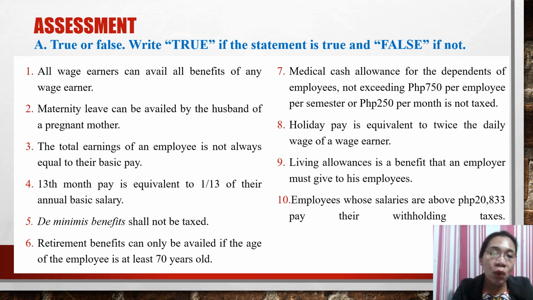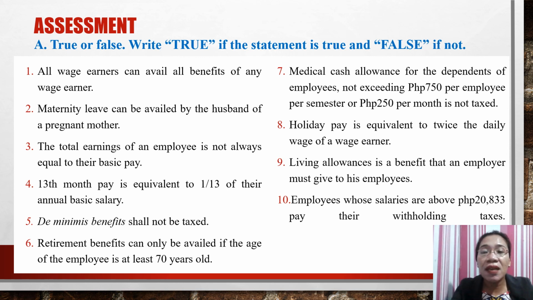So, number 1, all wage earners can avail all benefits of any wage earner. True or false? Number 2, maternity leave can be availed by the husband of a pregnant mother. True or false? Number 3, the total earnings of an employee is not always equal to their basic pay. Number 4, 13th month pay is equivalent to 1/13 of their annual basic salary. 5, de minimis benefits shall not be taxed. 6, retirement benefits can only be availed if the age of the employee is at least 70 years old.